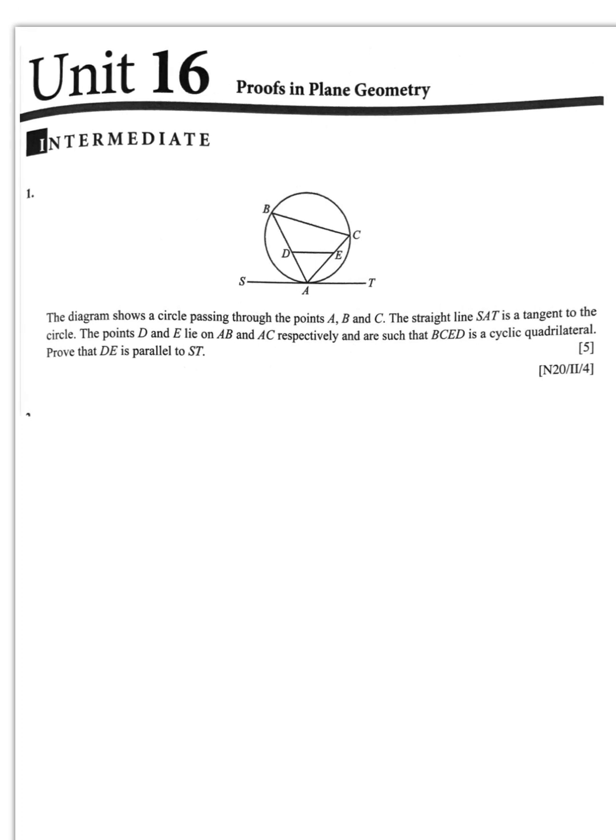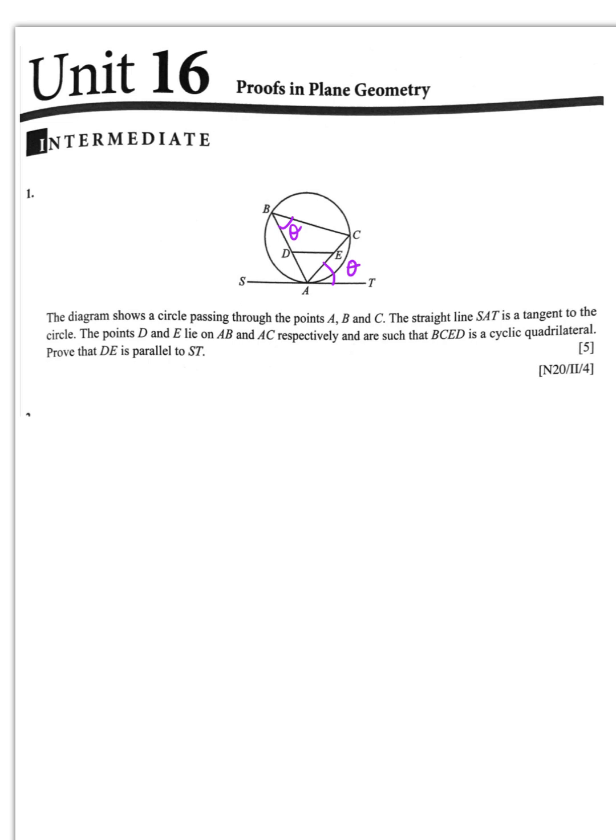So you know that this angle, straight away, I will just put this angle theta. And then the other angle that is theta will be your angle B here. Tangent chord theorem. Now the points D and E lie on AB and AC respectively, such that BCED is a cyclic quadrilateral. Prove that DE is parallel to ST.